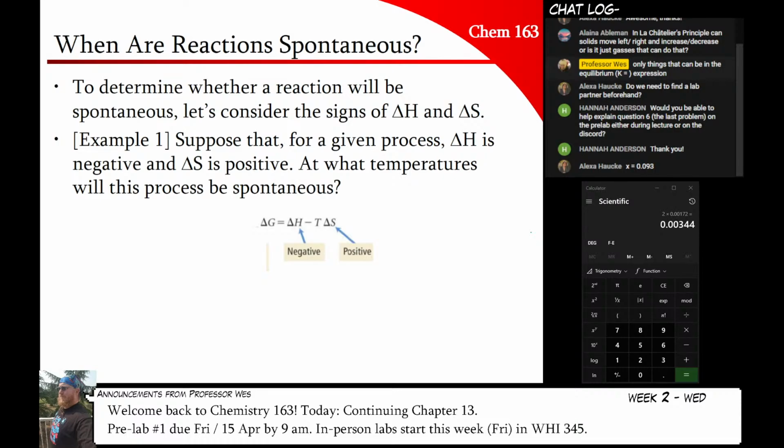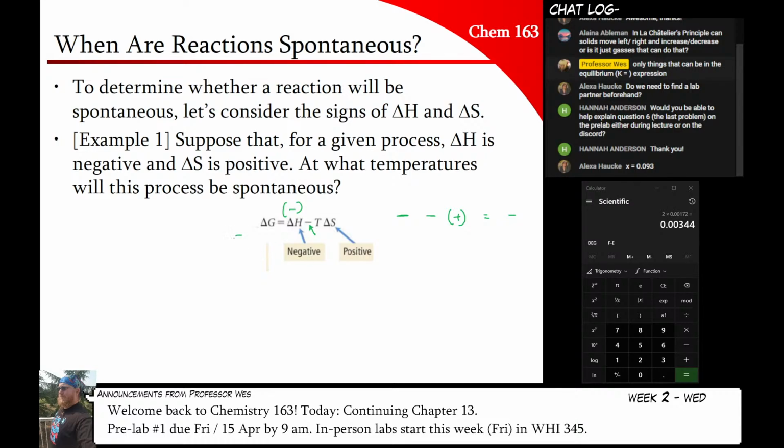Let's suppose that I have a negative delta H and a positive delta S. Remember that an exothermic reaction releases energy, and something that produces entropy, so entropy is increasing in the universe, is also thermodynamically favorable, right? So this term, delta H, will be negative. Delta S is positive, but there's a minus sign right here. So this overall term will be a negative minus a positive, which equals something that is more negative, right?